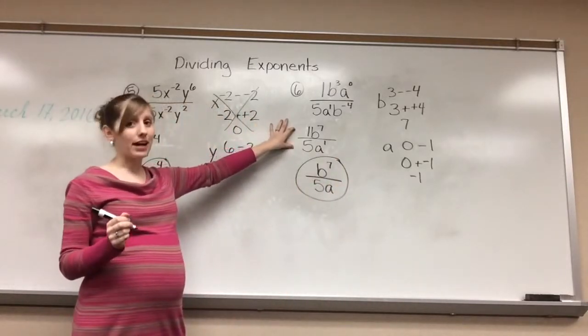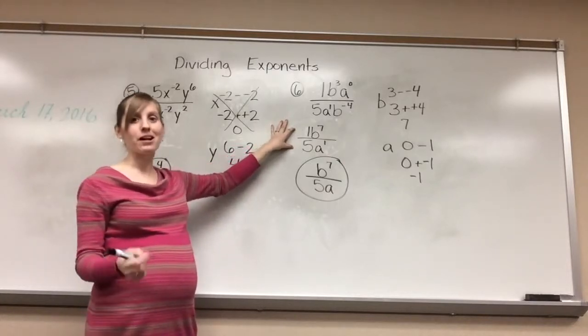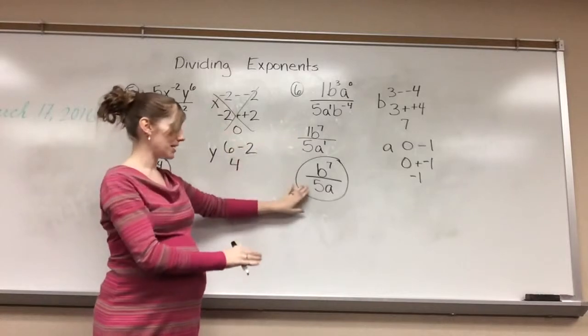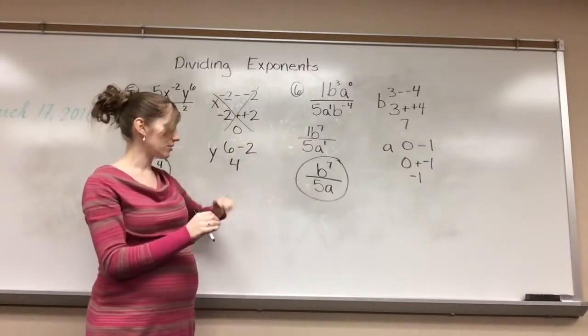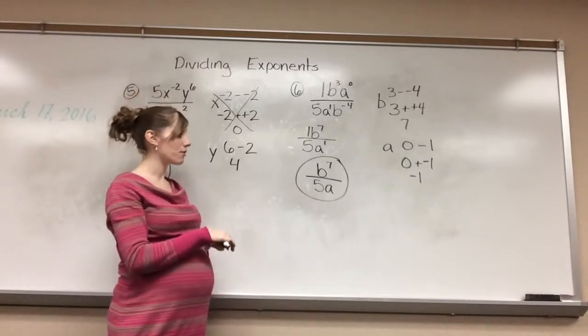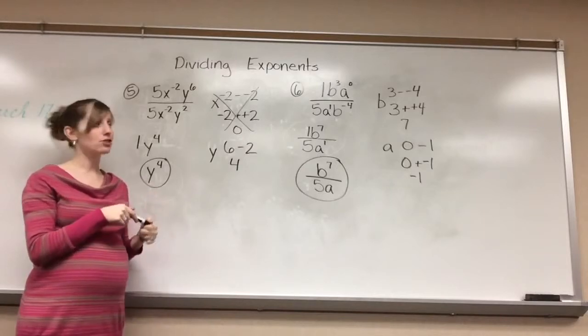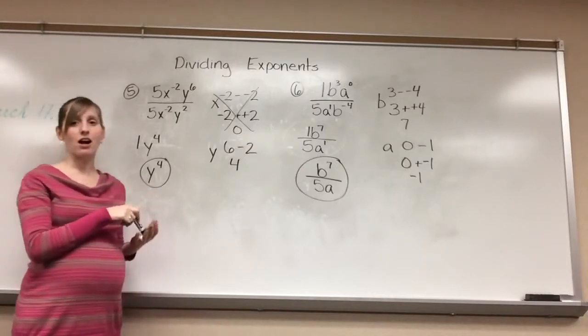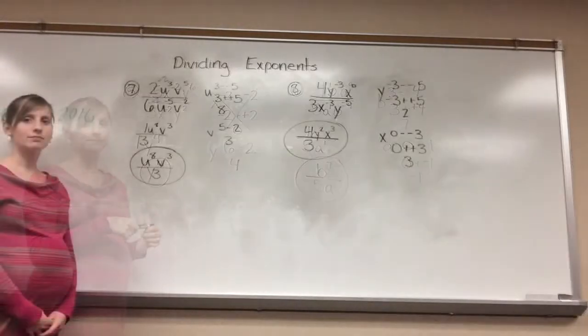This is how they will write their answer. This way is not incorrect, but it's not simplified all the way. And they won't write it that way because they want it simplified all the way down to where there's no 1s involved, okay? So this is how we need to write our answer. b to the 7th over 5a. At this point, go ahead and pause the video, try to do numbers 7 and 8 on your own, and then come back to the video and check your answers with mine.